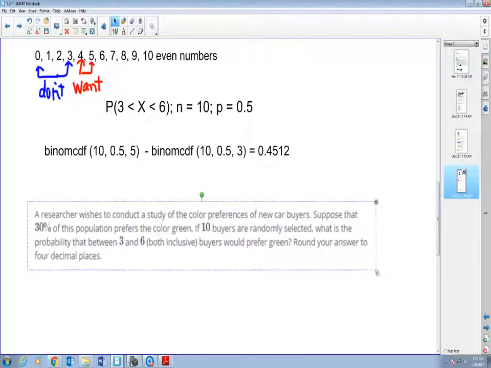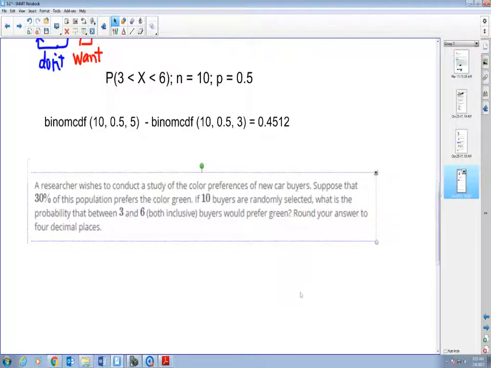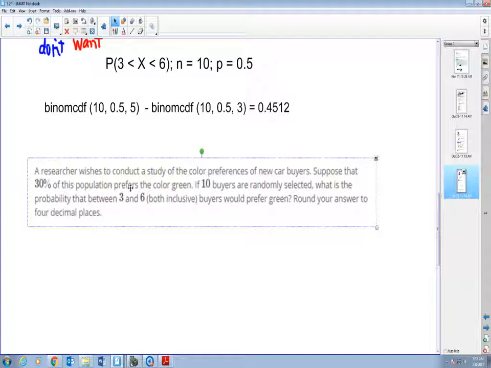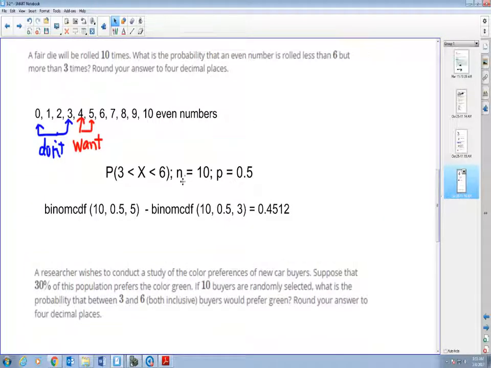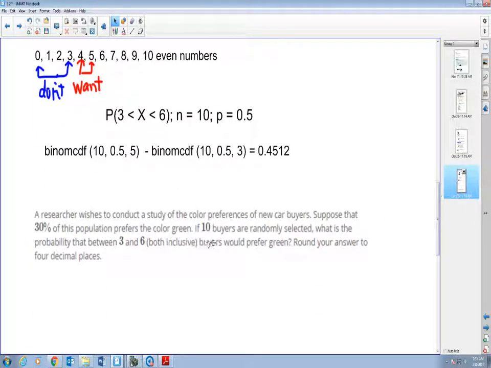This one is just as bad. A researcher wished to conduct a study of color preference. Again, 30% of the population prefer green. So either I like green or I don't like green. That's your probability of success and failure. If 10 buyers are selected, what is the probability that between 3 and 6, both inclusive, so I do include 3 and 6, buyers will prefer green?